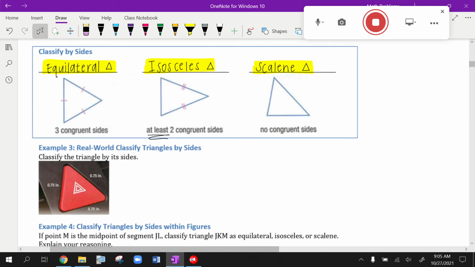I think some of you may be beginning to drive, so you might recognize this picture in example 3. It says classify the triangle by its sides. In your car, you might have seen this button. It's the emergency button that you hit to make your flashers come on in your car. I see that all 3 sides have the same measure, so I would classify this as an equilateral triangle.